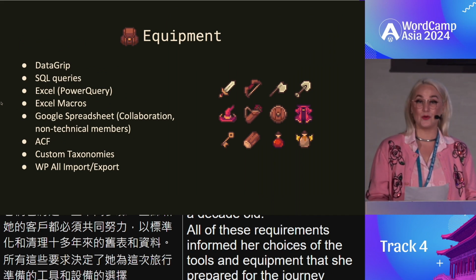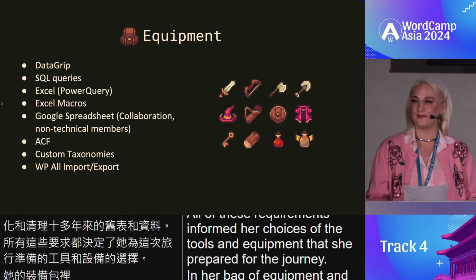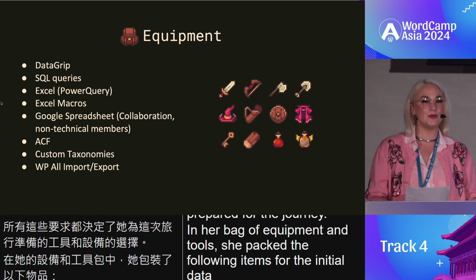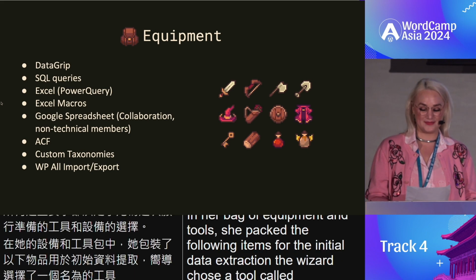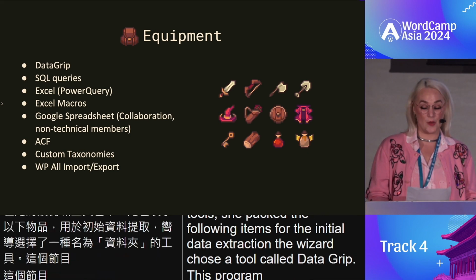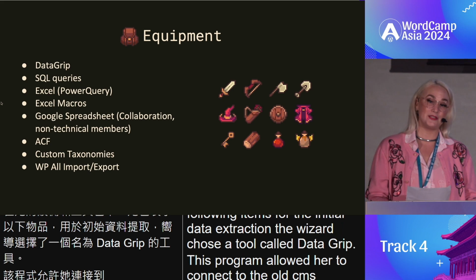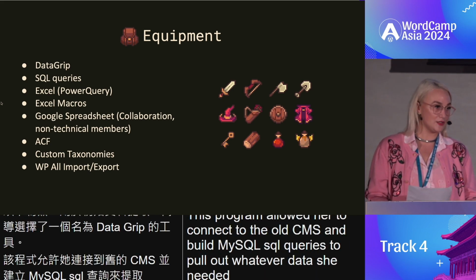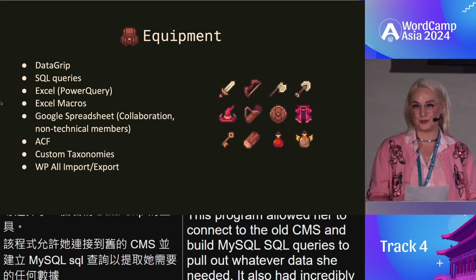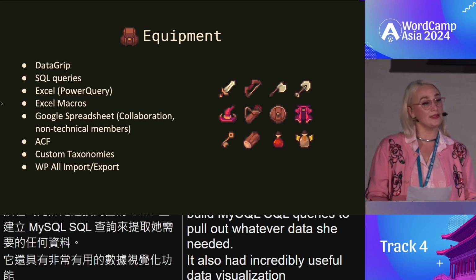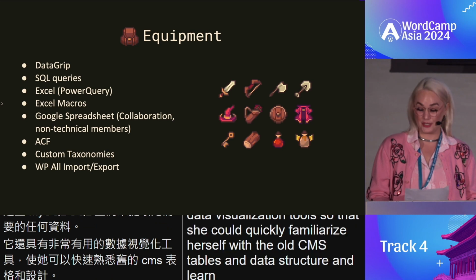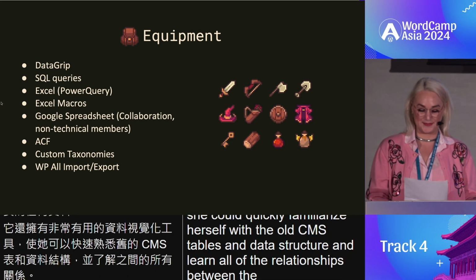In her bag of equipment and tools, she packed the following items. For the initial data extraction, the wizard chose a tool called DataGrip. This program allowed her to connect to the old CMS and build MySQL queries to pull out whatever data she needed. It also had incredibly useful data visualization tools so that she could quickly familiarize herself with the old CMS tables and data structure and learn all of the relationships between the tables and the old database.